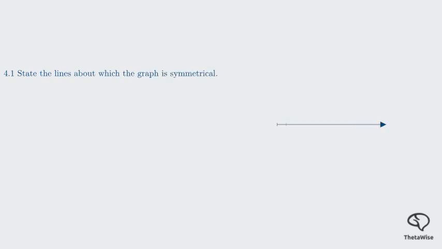Question 4.1 asks us to state the lines about which the graph is symmetrical. Unlike circles and ellipses, hyperbolas of the form xy equals a constant have two different lines of symmetry. The first line of symmetry is the line y equals x. If you were to fold the entire plane along this line, the two branches of the hyperbola would perfectly overlap.